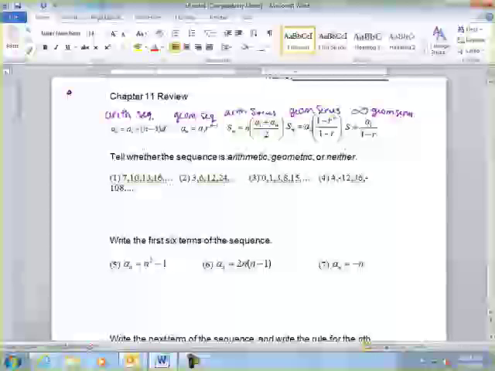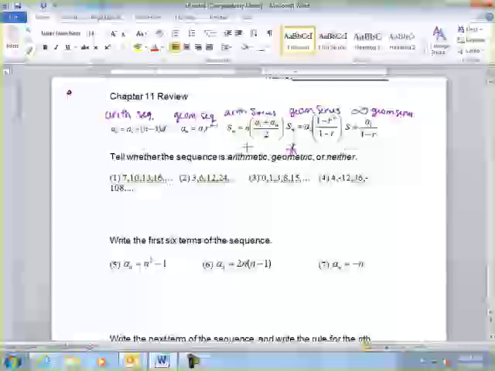Our first type of question asks us, is it arithmetic, geometric, or neither? So arithmetic, what are we doing term to term? Adding. So that's what we'd look for there. And geometric, we are multiplying by something. And then if it's not one of those, then we just say that it's neither.